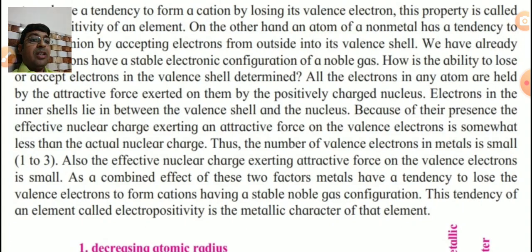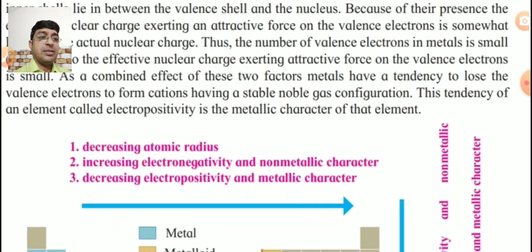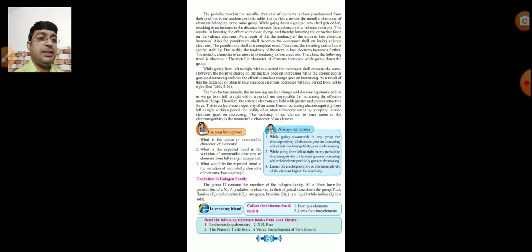As a combined effect of these two factors, underline, metals have a tendency to lose the valence electrons to form cations having a stable noble gas configuration. This tendency of an element called electropositivity is the metallic character of that element. Underline, metallic character of that element. One more point we learn and then afterward see in that table.